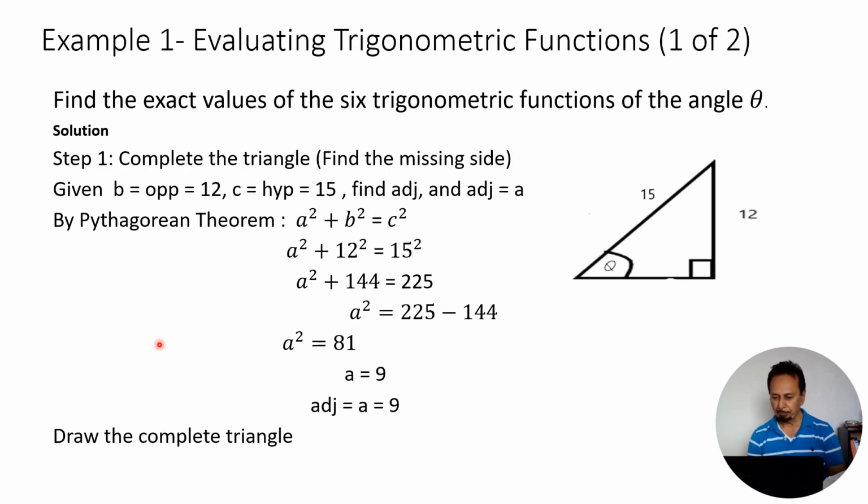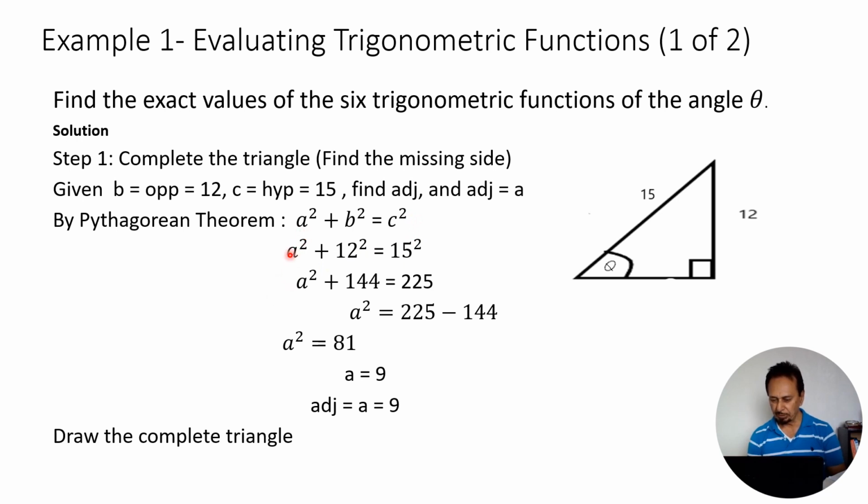As example 1, we have a triangle whose opposite side is 12 and its hypotenuse is 15. The adjacent side is missing. We have to find the exact values of the six trigonometric functions. So first thing we do is complete this triangle and find the missing side. So B is 12 and C is 15, and we have to find A. We apply the Pythagorean theorem, A squared plus B squared equals C squared.